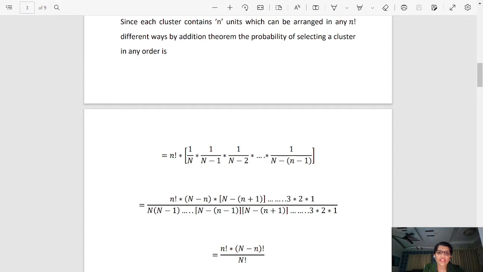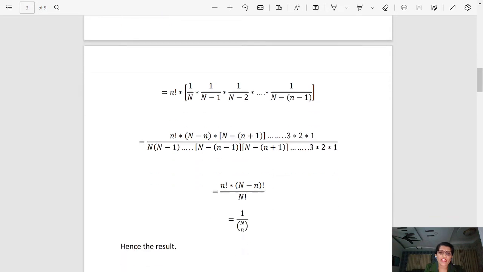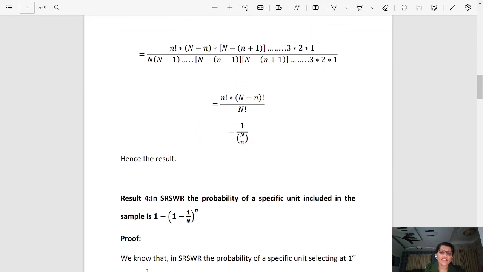So, in the numerator there is n factorial into N minus n into N minus n minus 1 up to 3 into 2 into 1, and then in the denominator N into N minus 1 up to N minus n plus 1 multiplied by N minus n down to 3 into 2 into 1. So, the final term remaining is n factorial into N minus n factorial divided by capital N factorial, and this is 1 upon NCn, and hence this result is proved.